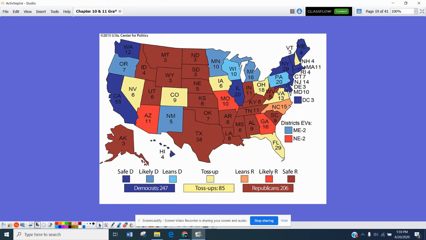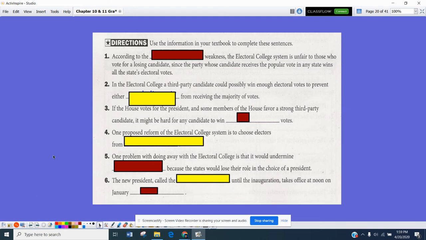Okay, and when you talk about political parties, certainly that is a factor. I mentioned before the red belt in this vicinity, but if you look at your coasts, particularly the West Coast, they have a tendency to lean towards the Democratic Party a little bit, particularly the Northeast. That's a region that seems to do that as well. So, according to the winner-take-all weakness, the Electoral College system is unfair to those who vote for a losing candidate, since the party whose candidate receives the popular vote in any state wins all the state's electoral votes.